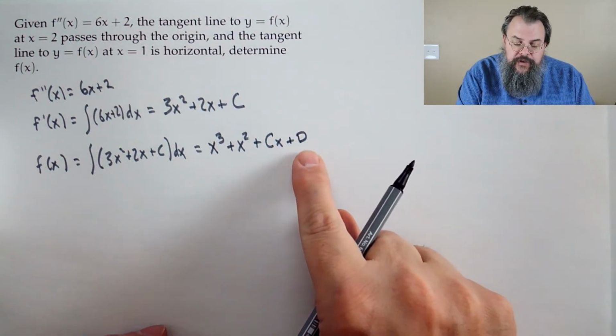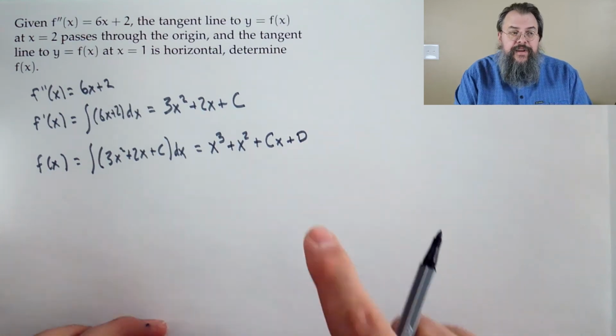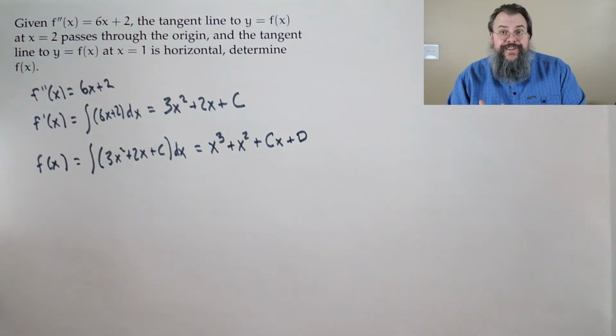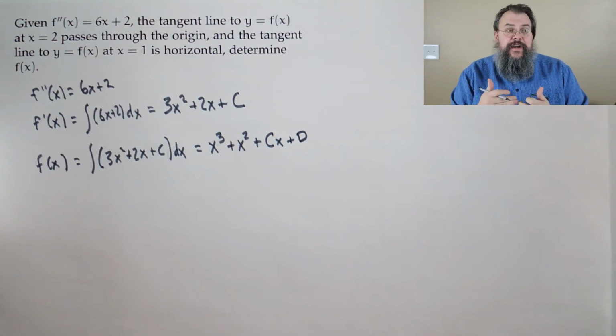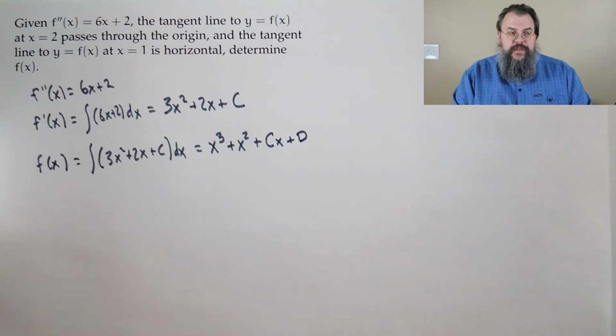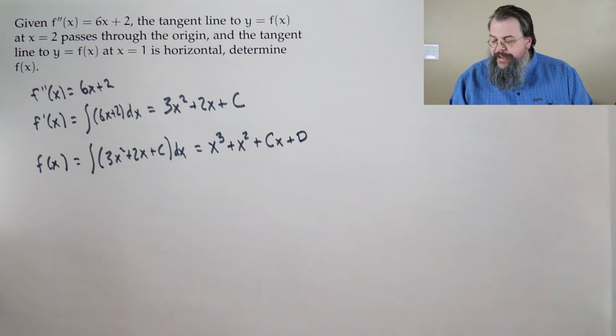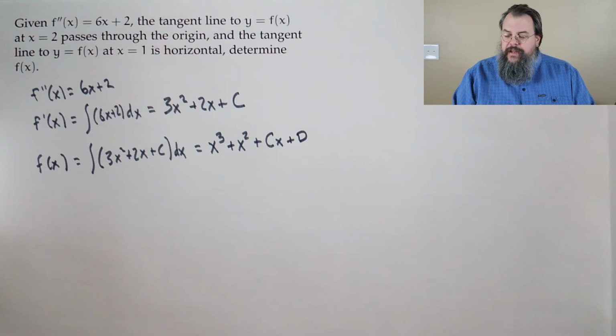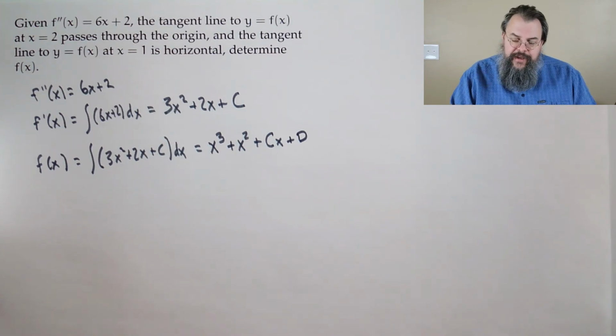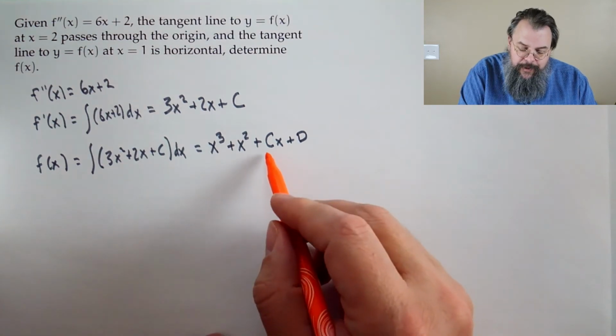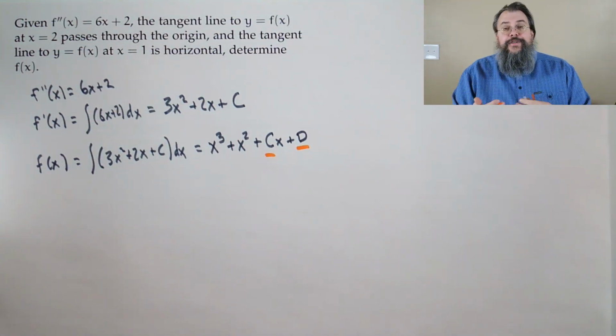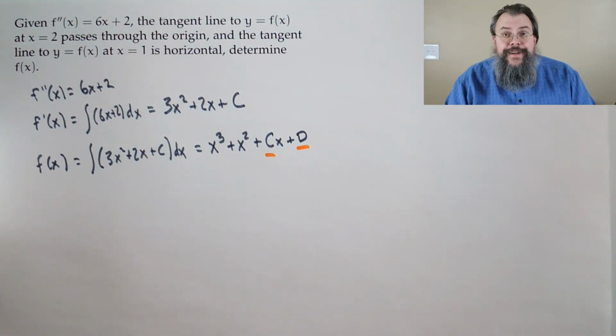And notice we're using different symbols for our constants because they're different constants. And so if you have different constants, you should be using different symbols. It seems fair. And all right, great. So what's left? Well, what's left is the questions, what are C and D? Once we know what those are, we're done.